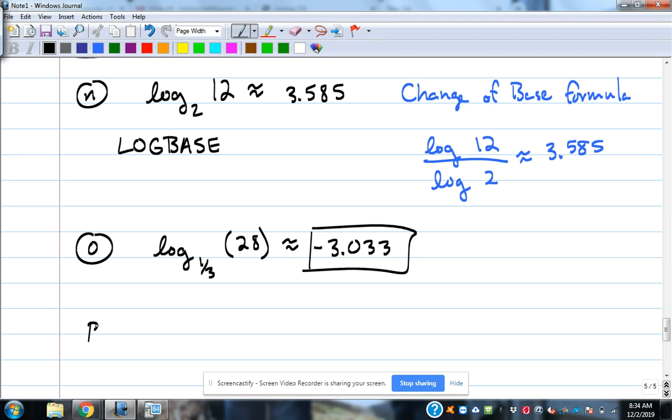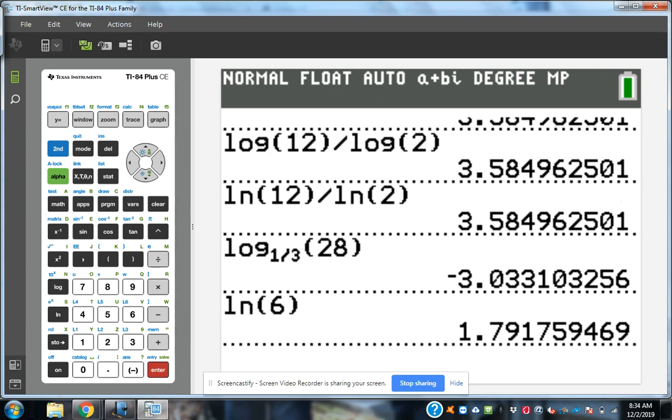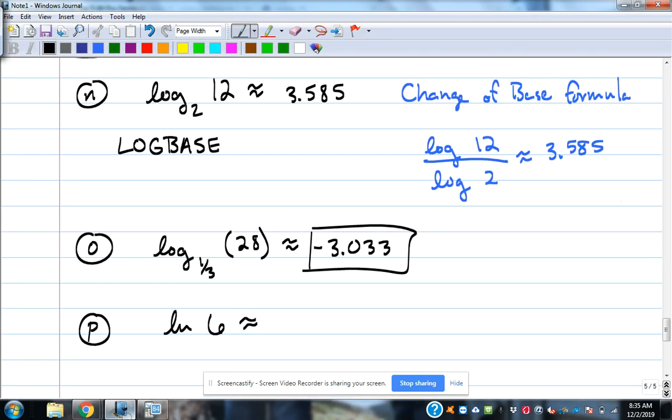All right. Natural log of 6. That one's easier because you don't have to do anything but hit natural log of 6. You've got a button on your calculator. It's natural log. It's right beside the 4. Type in a 6 and go 3 decimal places. So 1.792.